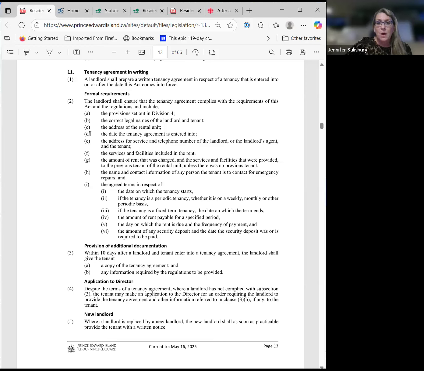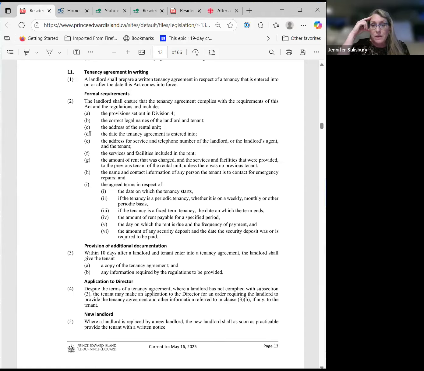And oh, this is interesting. The amount of rent that was charged and the services and facilities that were provided to the previous tenant of the rental unit, unless there was no previous tenant. Interesting. You've got to disclose what the previous tenant paid. Okay, that's okay. I've just never seen that before. So that is very interesting.